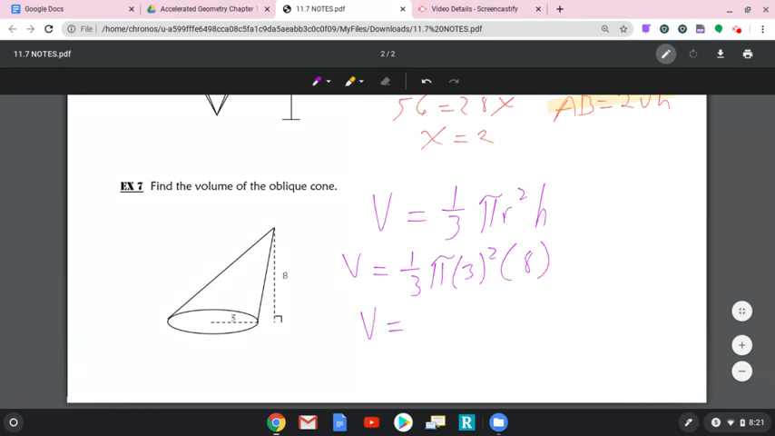Now, if I simplify that, what do I get? I get 24 pi units cubed. And if I want to find an approximation, I get 75.398 units cubed.